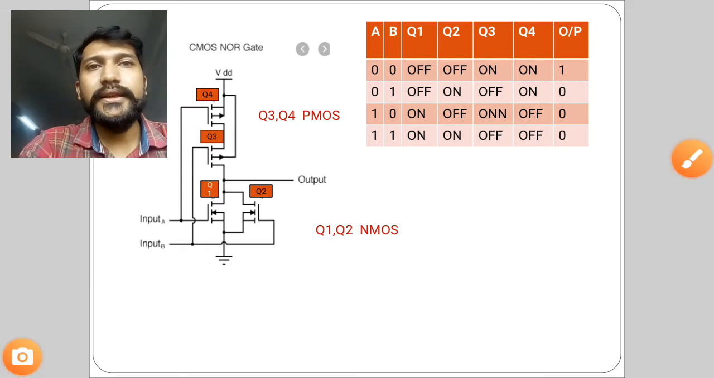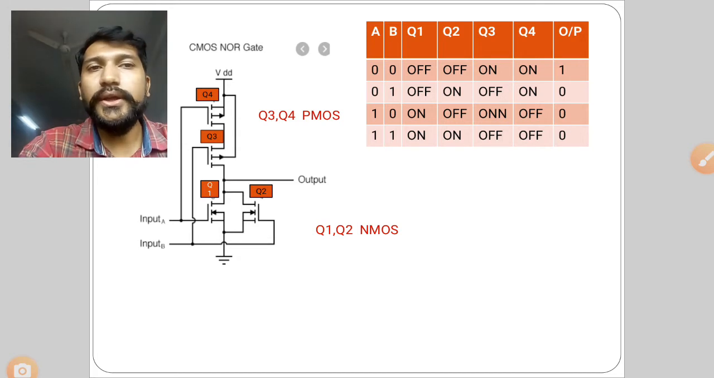Hi friends, in this lecture we are going to discuss the CMOS NOR gate. Already we have discussed the CMOS NAND gate in that particular diagram and this diagram. What is the difference? Over here Q1 and Q2 are connected in parallel. In the NAND gate they were connected in series, as well as Q3 and Q4 were in parallel, now they are in series. Already discussed: when the bottom will be in parallel, the upper will be in series.